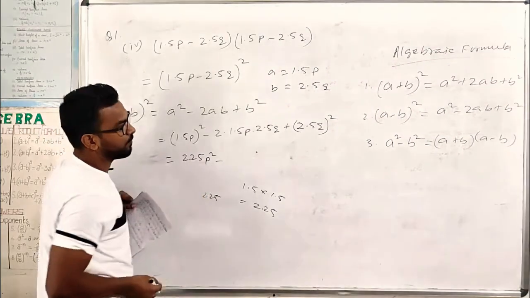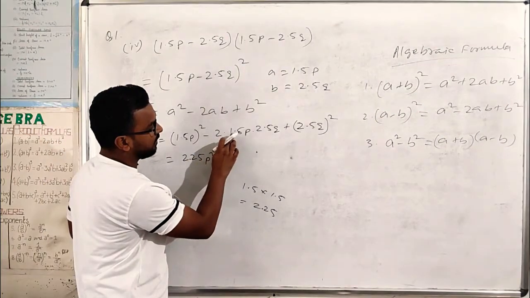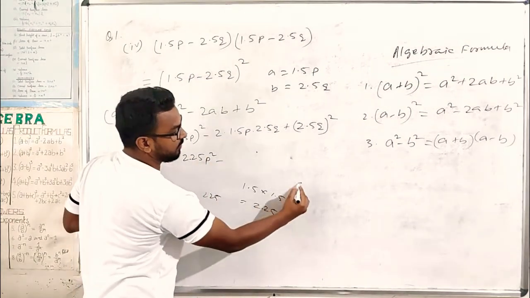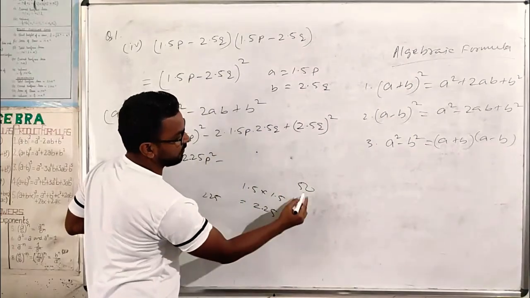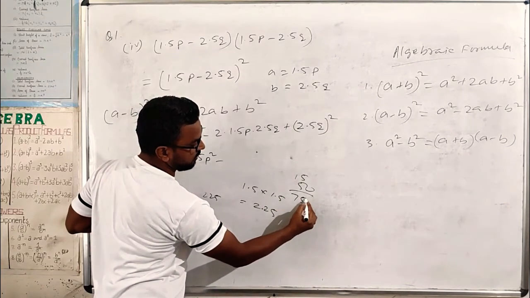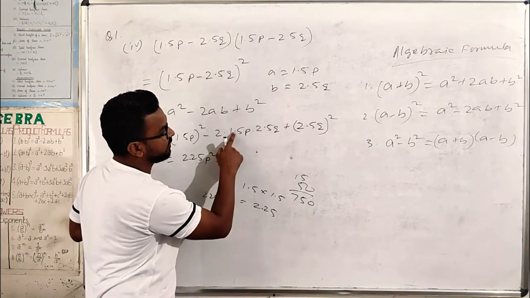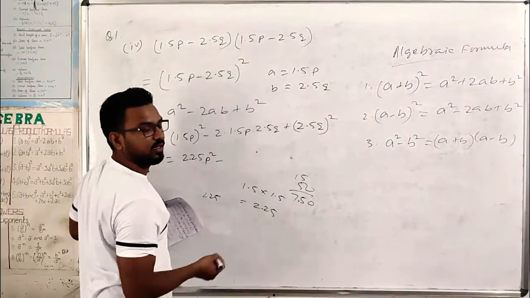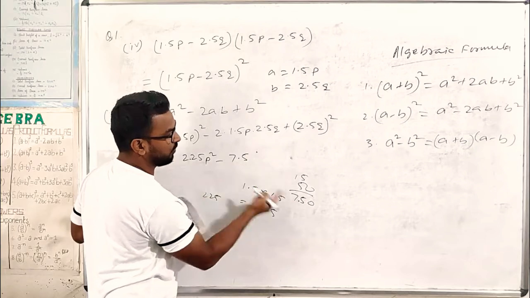Minus. Now you just take this one as 15 and this one as 25. So 2 into 25 is 50, and 50 into 15, you just multiply by 15, it will be 750. After the decimal, how many digits? 1 and 1, so 2. You can put it here, so it will be 7.5. No need to put this 0.